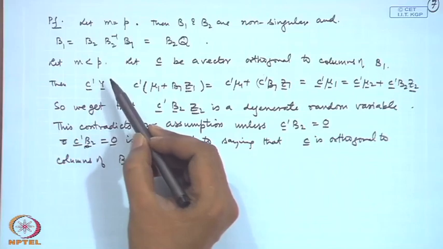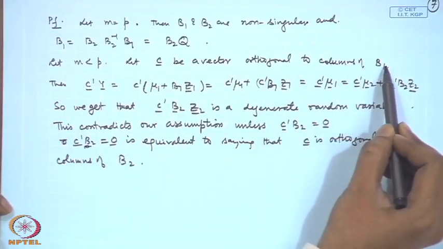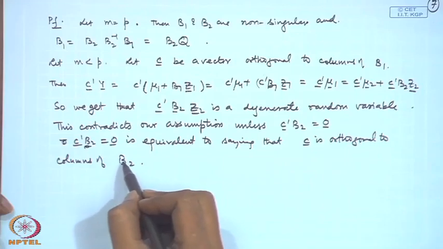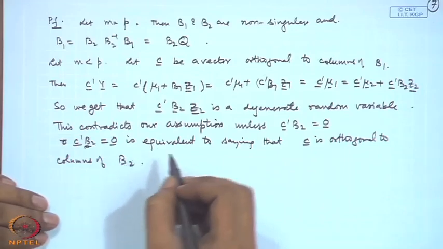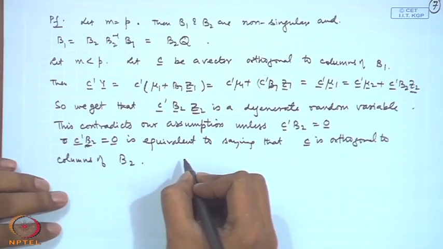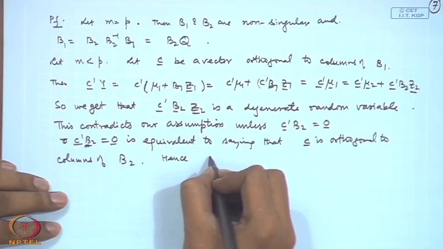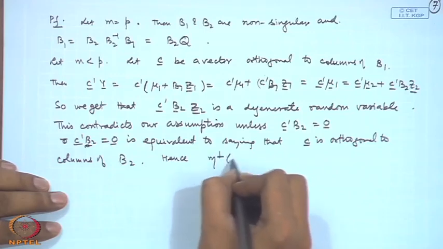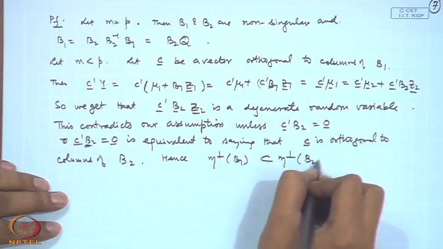Now, let us look at this. I started with C to be a vector which is orthogonal to the columns of B1, and I am able to prove that C is now orthogonal to the columns of B2. So, this means that the orthogonal column space of, say, B1 is a subspace of the orthogonal column space of B2.